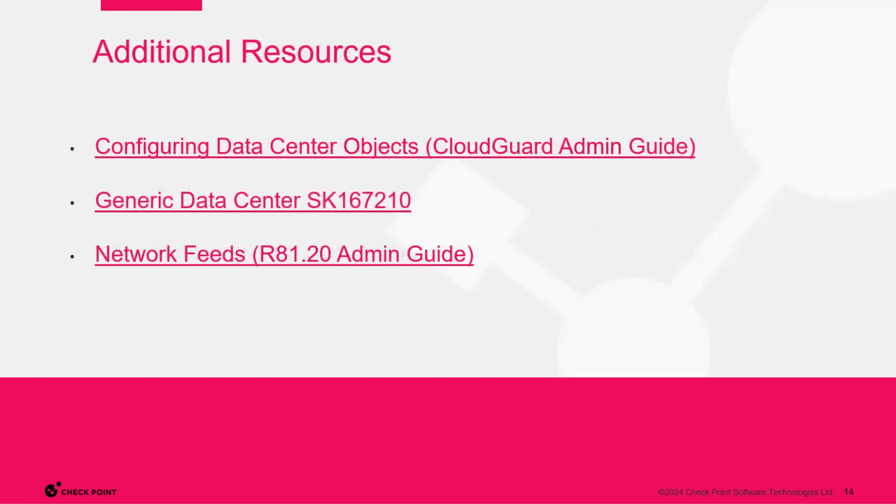And then also some of the other resources leveraged for this. We have a CloudGuard admin guide, which goes into detail on configuring each data center object. So each data center, how you would go about that, the requirements, what you would need to do on the data center side to create a role needed for access. Generic data center, going over the data structure, how that would actually be integrated. And then network feeds are really part of the already 1.10 environment, so they're there in the admin guide for your use.